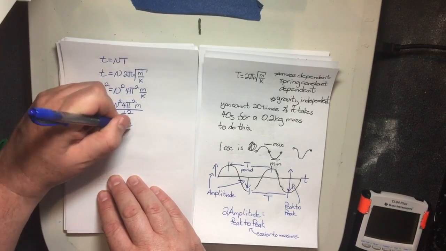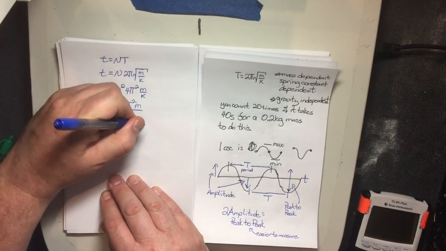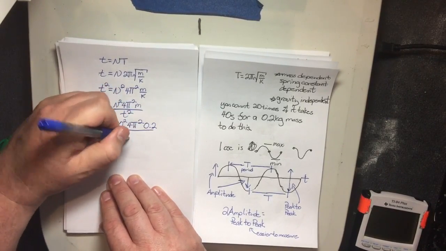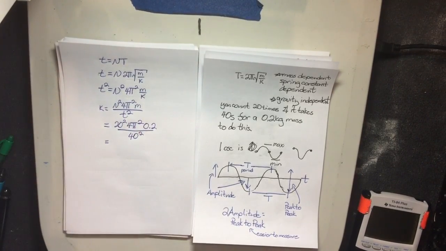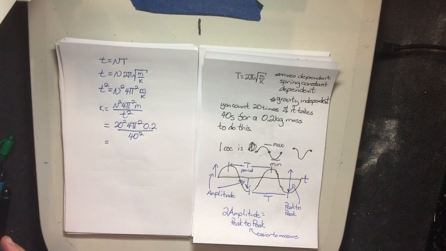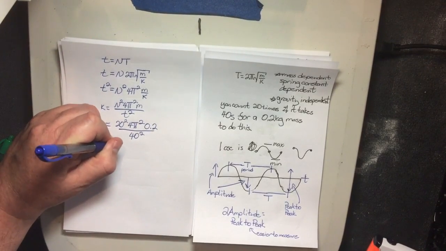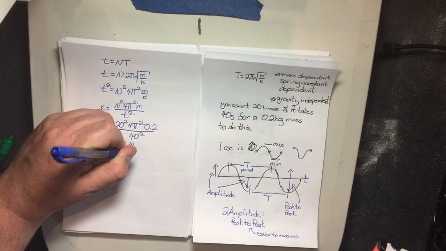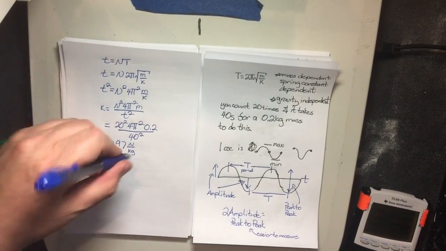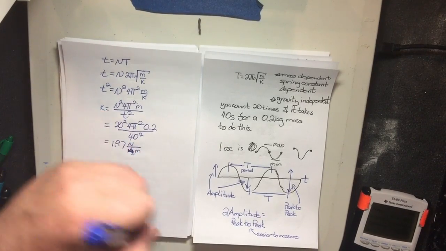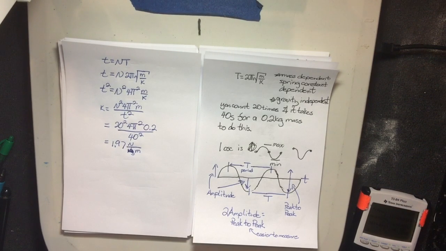20, m, 40, and that leaves you with a spring constant of 1.97 newtons per, no, not kilograms, newtons per meter. And so you can get the spring constant out of this thing.